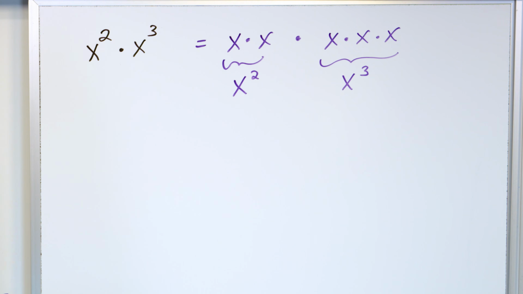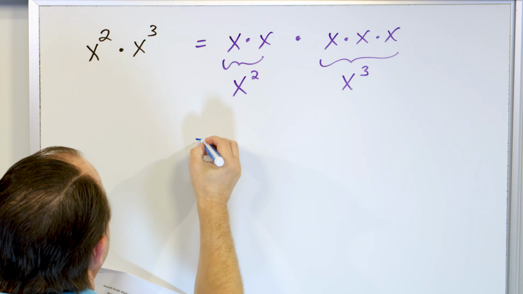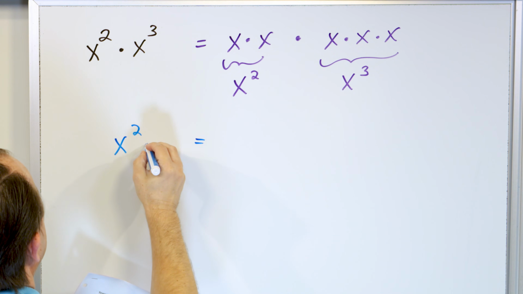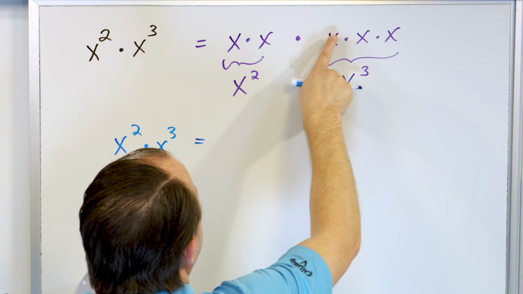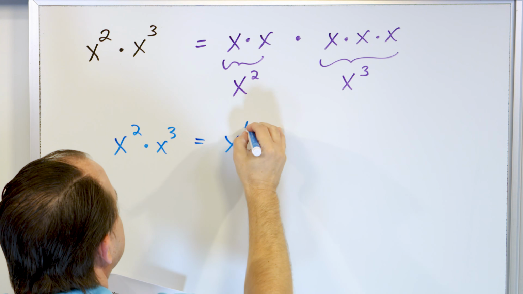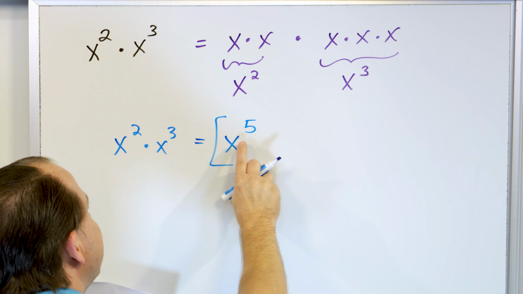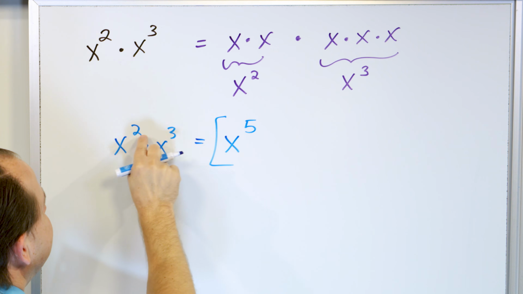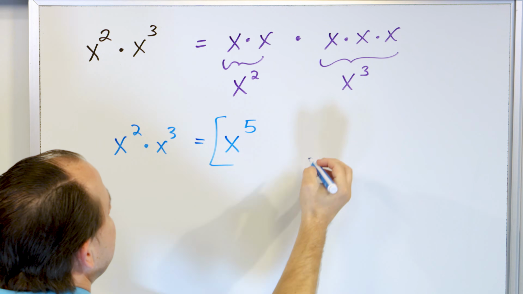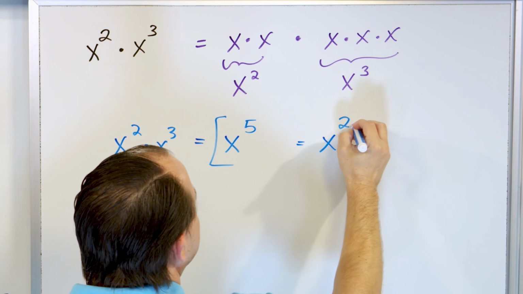So what's going to happen when you multiply all this stuff together? What you're going to get, x squared times x cubed, you're going to get, you have 1, 2, 3, 4, 5 of them, x to the 5th power. And notice that this is the same thing since the bases are the same. You just have the same base raised to the 2 plus 3 power. So this is the same thing as x to the 2 plus 3 power.